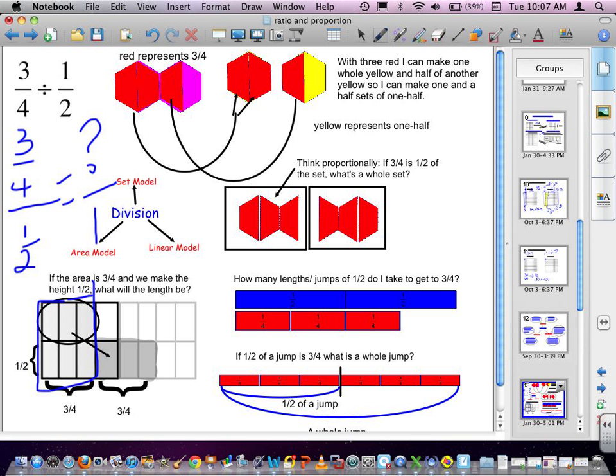Now the height is a half, and I have 3/4 and 3/4. So I have 2 sets of 3/4, which gives me a length of 6/4 or 1.5. And that's how you look at it with the area model. I'm not sure why you would ever move that piece like that. What does that do? Because you want to preserve area.